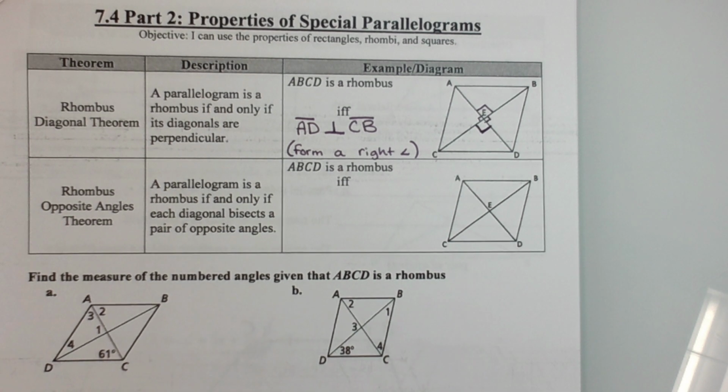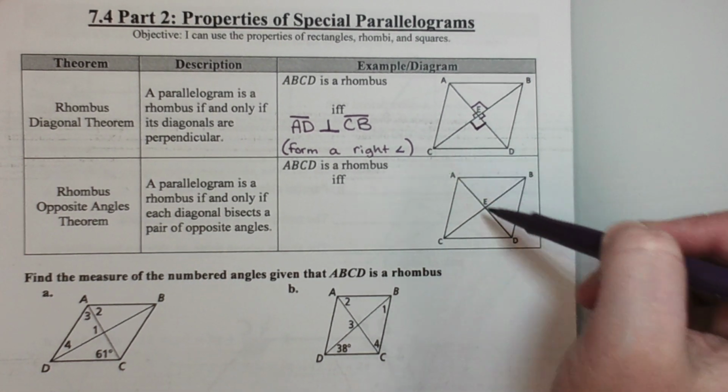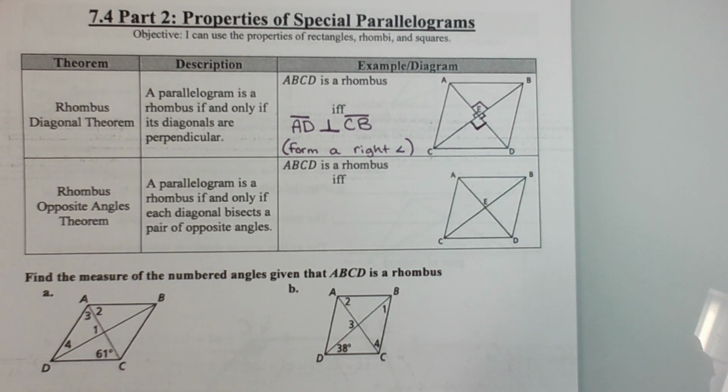Okay? We also have the rhombus opposite angles theorem that states a parallelogram is a rhombus if and only if each diagonal bisects a pair of opposite angles. What does bisect mean? Cuts it in half, cuts it into two congruent parts. So now my diagonals go through and they cut the angles in the corner in half.